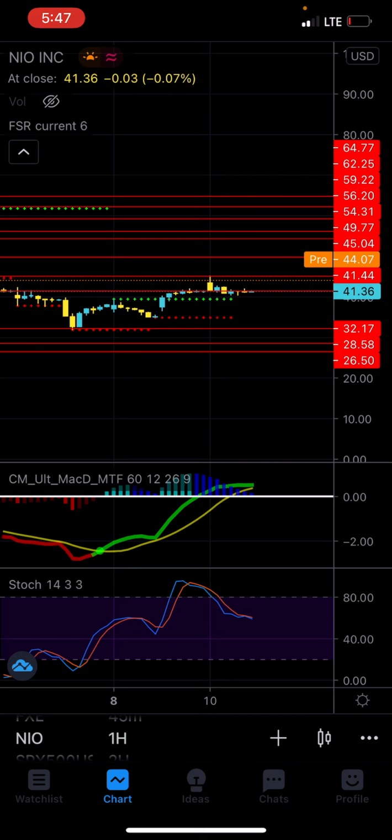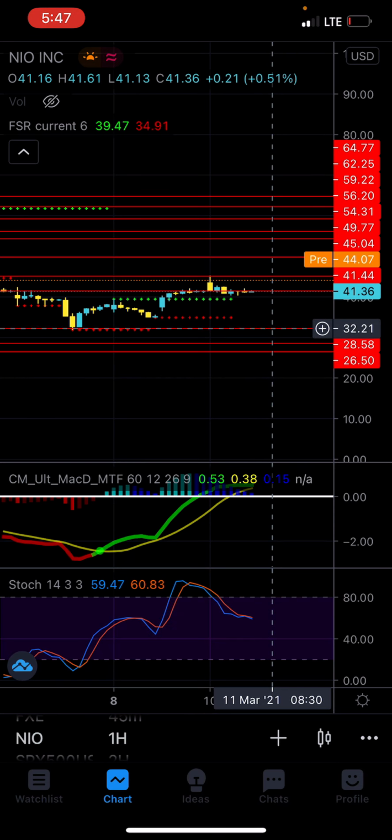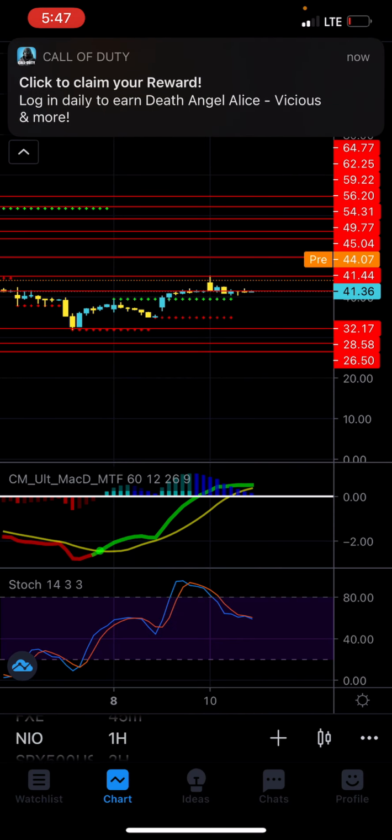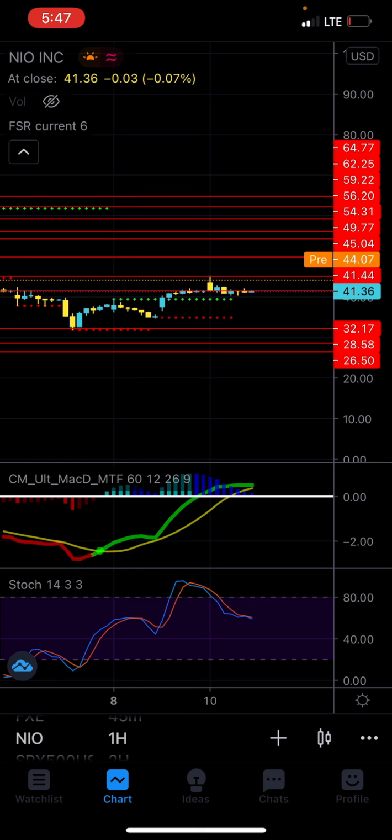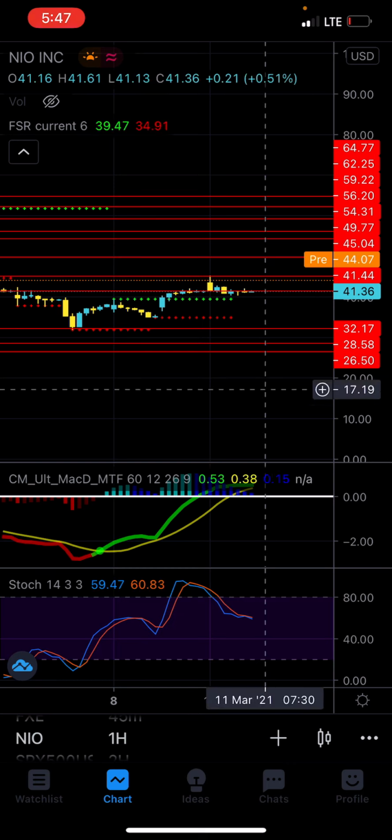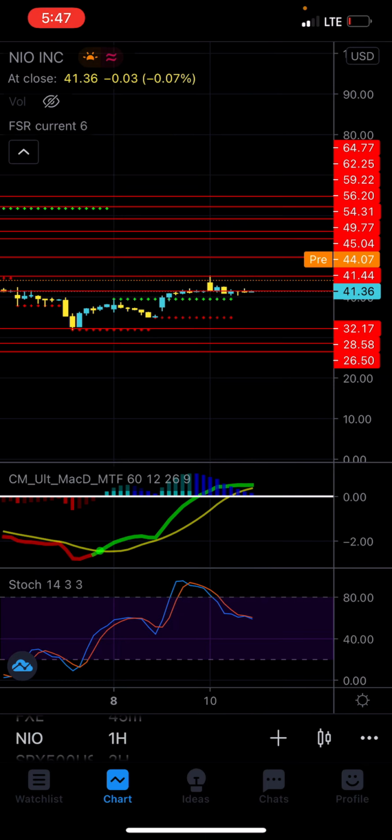If you're looking at swing trading NIO, I'd probably wait to see a drop back down to like $32 before actually going in and purchasing some NIO. But long term, great time to buy. Swing trade, wait till around $32 if it actually hits that. Or if you're day trading, I don't know because I don't day trade. But yeah, just letting you guys know, I think it's a solid time to buy long term. And again, swing trading, wait a little bit.